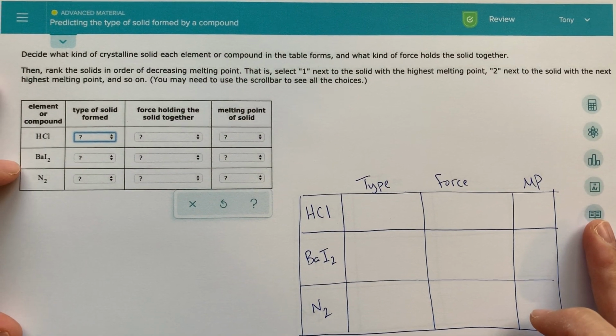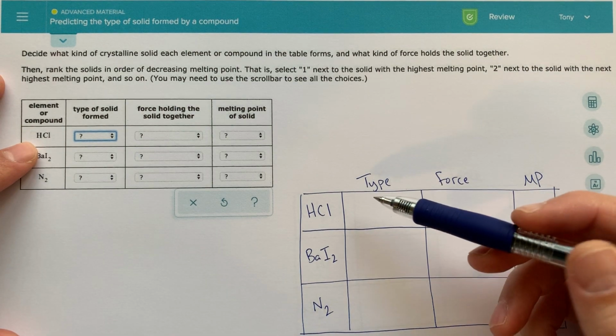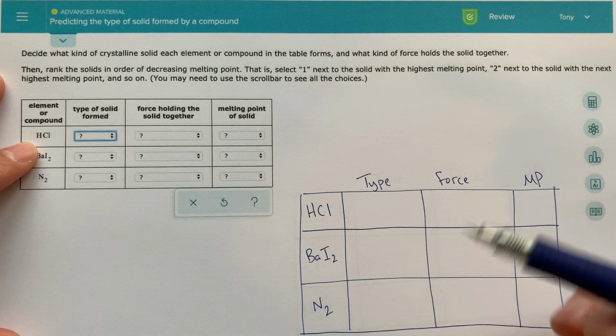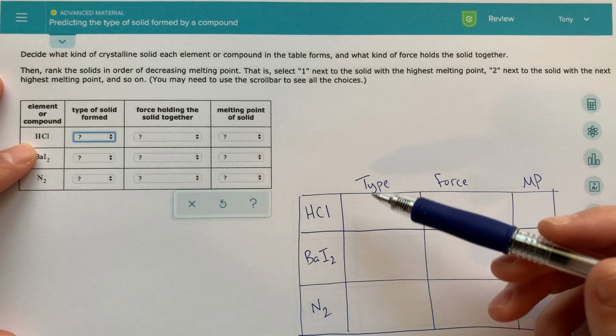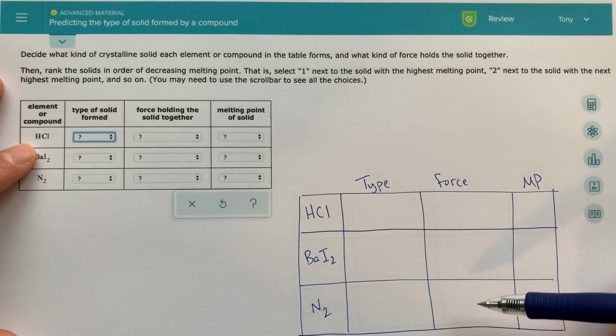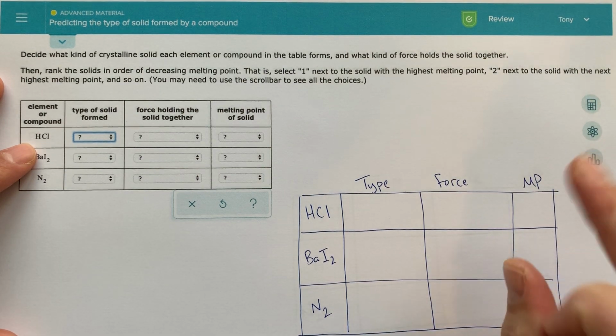The first thing that I'm going to do is basically just sort of go through this table from left to right. I'm not going to try to do everything all at once. I'm going to have a strategy. My strategy is going to be to figure out the type first, and then based off the type, figure out the force. Once I figure out the force, then I'm going to go to the melting point. That's going to be the last thing that I do. Not even going to worry about it yet.